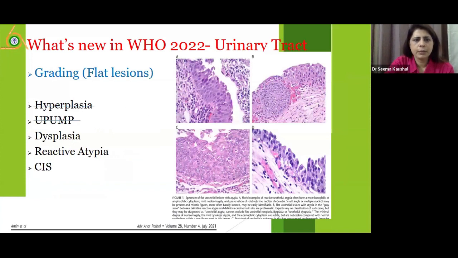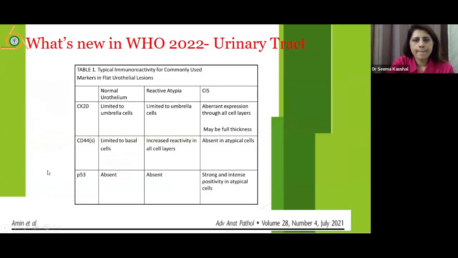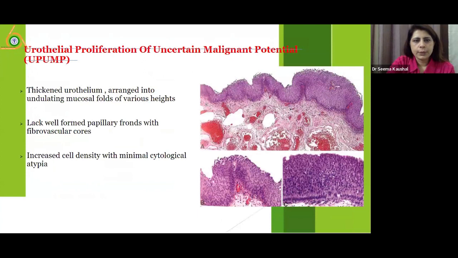Hyperplasia and PUNLMP are not recommended now. You can use dysplasia, reactive atypia, and carcinoma in situ. We will not go into details of how to pick up.